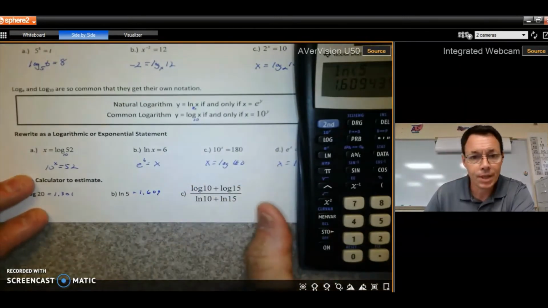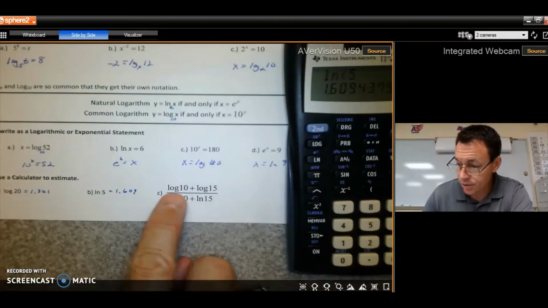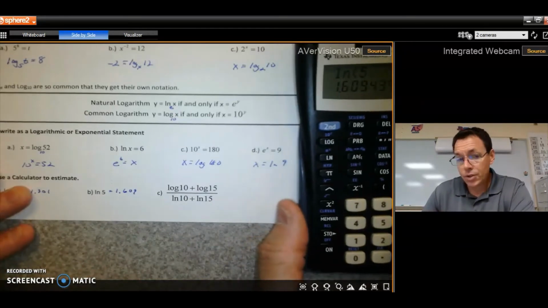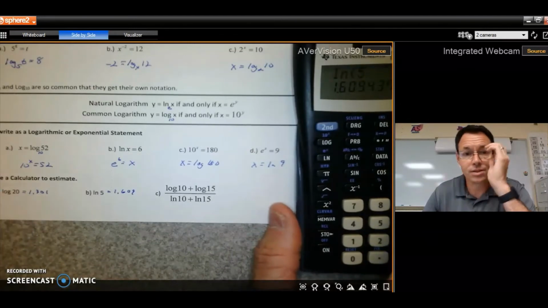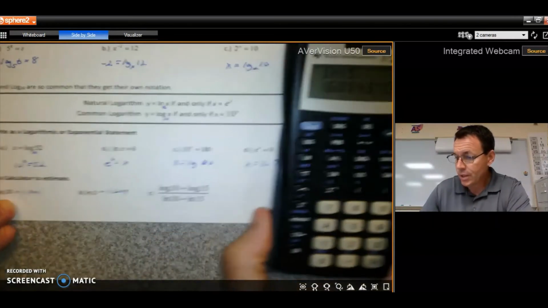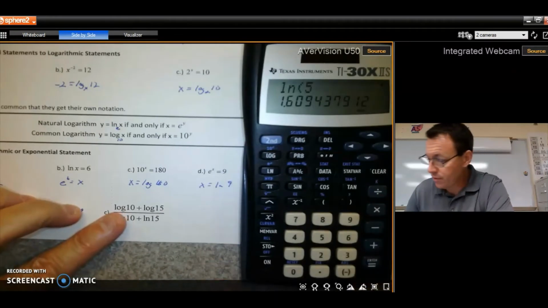1.609. Okay? Now, this last one, I want to see what is the log. So this is a huge expression that we're going to try to find. There are two ways to do this. You can do it all at once. It takes a lot of parentheses to do all of this in one step. What I normally say is to simplify the top. So just figure out what the log of 10 plus the log of 15 is.